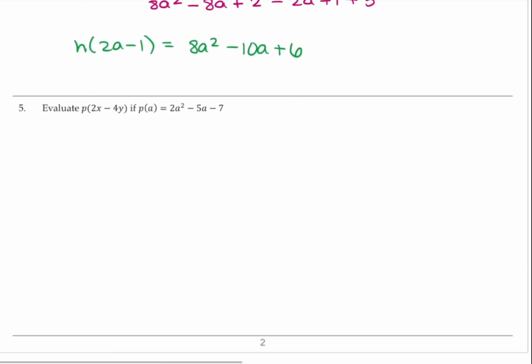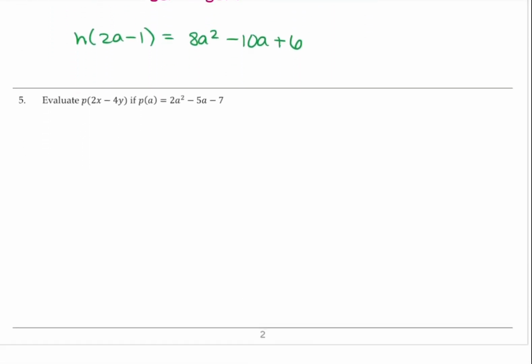All right, and the last one here, number 5, we have evaluate p of 2x minus 4y if p of a is equal to 2a squared minus 5a minus 7. So as we have been doing, we have a new input of 2x minus 4y. We have an original input of a. What we want to do is take that new input, put it into the p function. So everywhere we had the original input of a, we are replacing that.